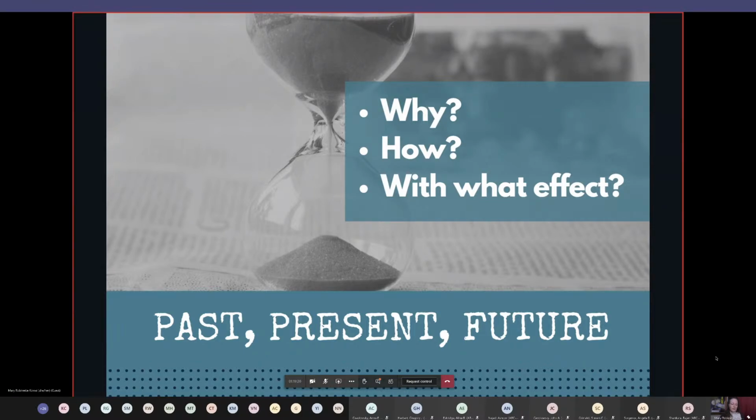Why represents the past. It's all the things that led to the current moment. And very specifically, it contains the reason that you are doing the work, your area of intention. How is about the present. It's all of the ways all of the decisions manifest. And with what effect represents the future. It's not just the place you're aiming, but also the ripple effects.